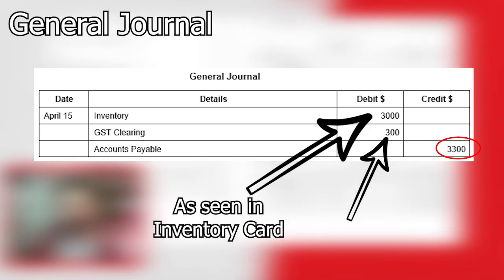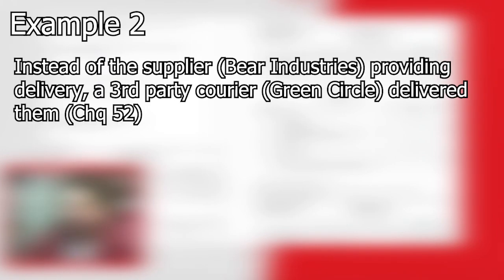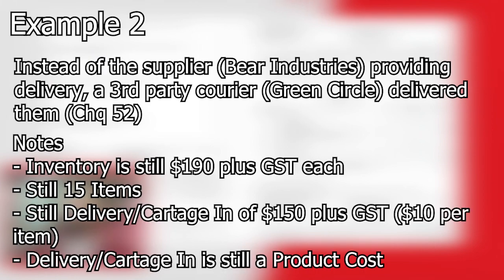Now, what if we change one thing up? So this time the cartage in delivery fee, instead of being from the supplier Bear Industries, it's a third-party courier, Green Circle, that delivers them, and we pay them cash on the spot. That's check 52. Now, all our numbers that we previously did stay the same. It's still $10. It's still product because it can be equitably split.